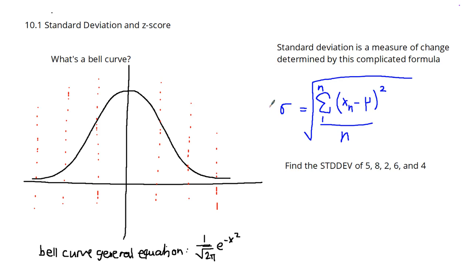So today we're going to be looking at standard deviation and z-score. Standard deviation can also be known as standard error. And we'll also be talking about what a bell curve is. A bell curve is what they call a normal distribution.